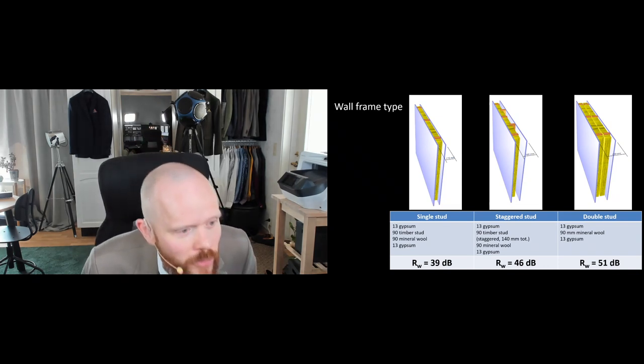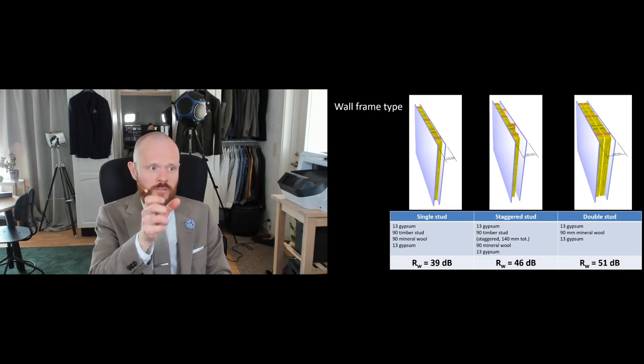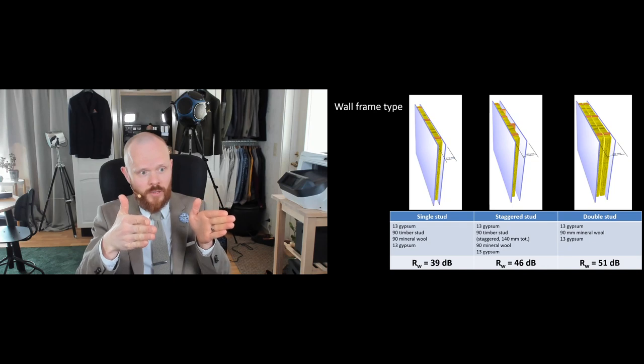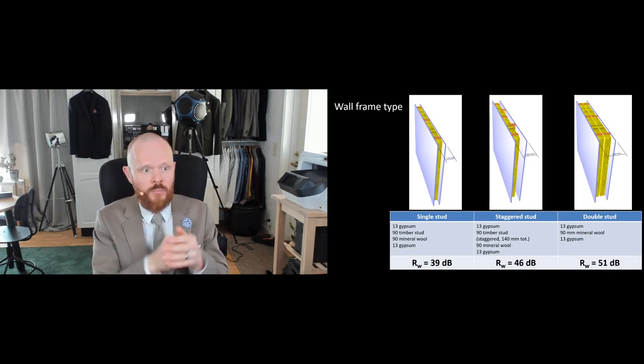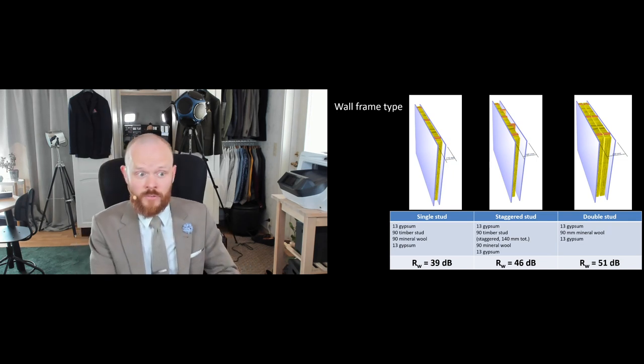Oh, damn, I forgot to write the configuration of the wall. But it's a 90 millimeter stud, I think. So you get 90-90 and two layers of gypsum, and a 10 millimeter air gap in between those two. But you can see that the thickness increases quite considerably.